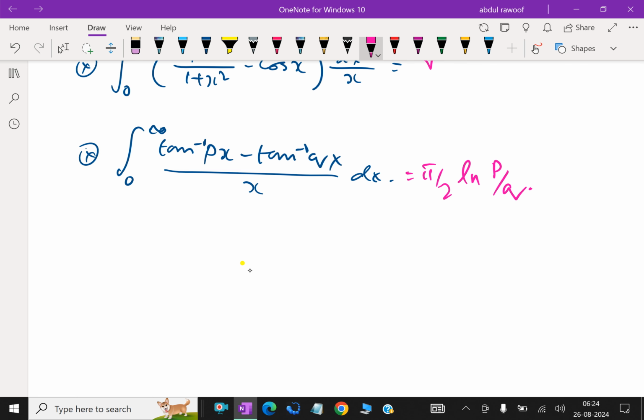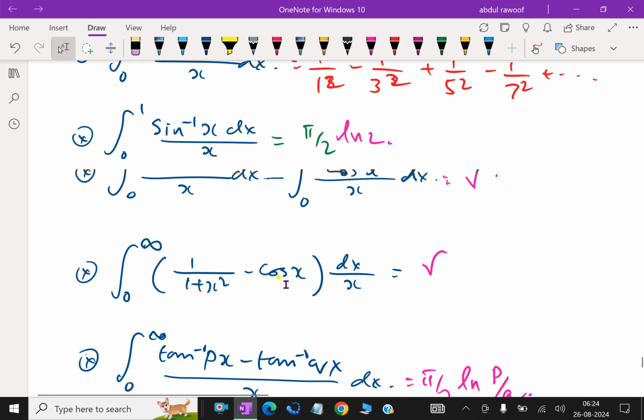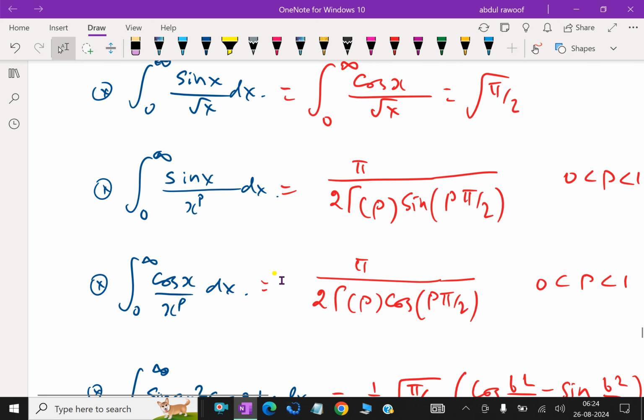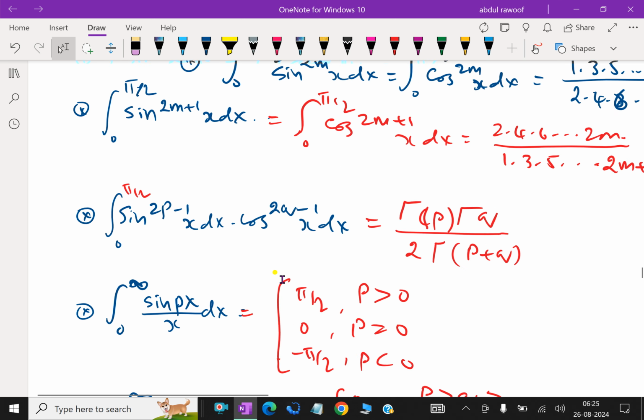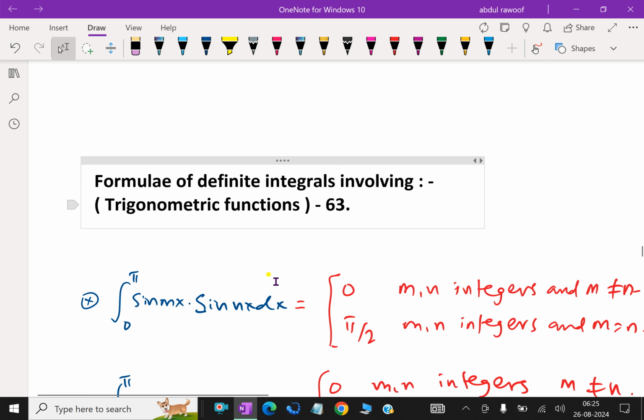So far we discussed definite integrals, that is limited integrals, means formulae of definite integrals involving trigonometric functions we have done.